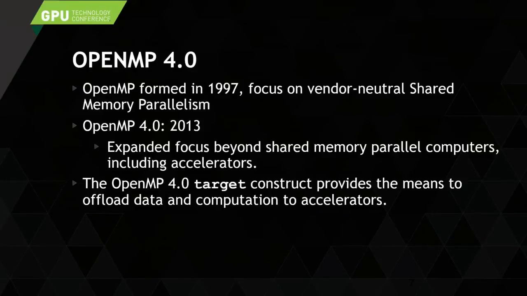OpenMP 4.0 came out in 2013, and it really broadened that focus. One of the biggest new features was support for what we call target devices or target accelerators. So this is for an offloading type model. We can take your code that's running on, say, a CPU, offload to another device, a GPU, or some other parallel device, and return back. So it really expanded the focus beyond shared memory parallel computers. The specific feature that enables that is the target construct.